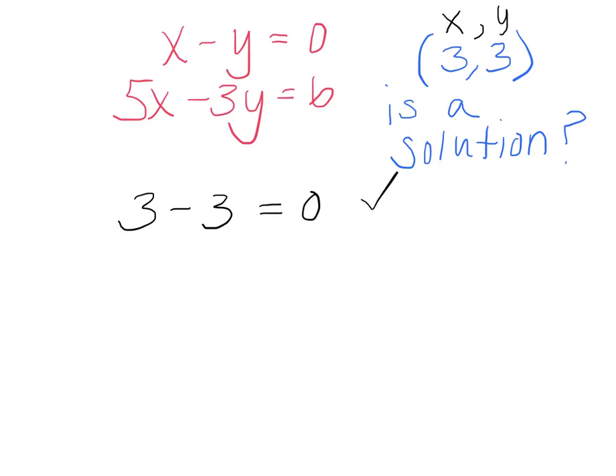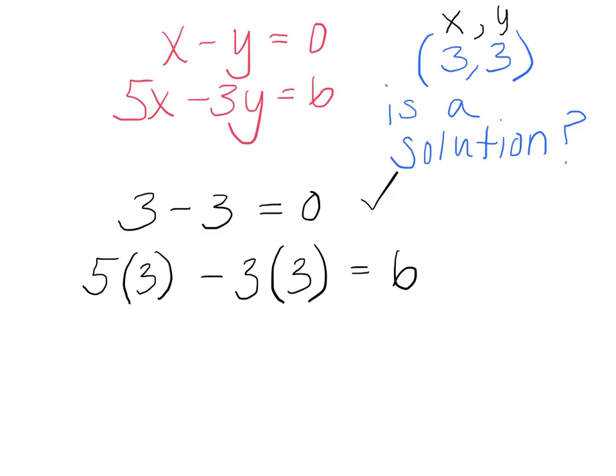Even though it works for the first one, we have to check to make sure it works for the second one. So I have 5x, so 5 times 3, minus 3y, so I get 3 times 3, equals 6. So let's go ahead and multiply that left-hand side out. 5 times 3 is 15, minus 9. 15 minus 9 is 6.